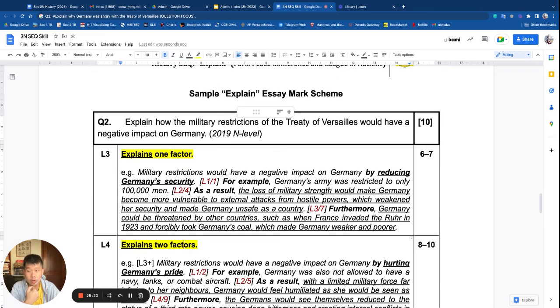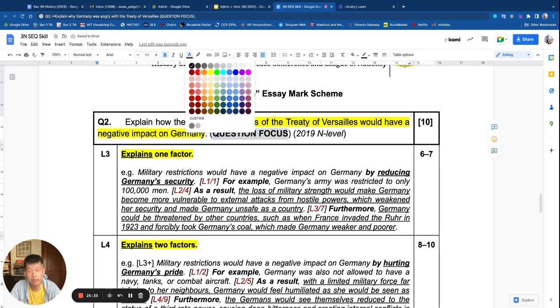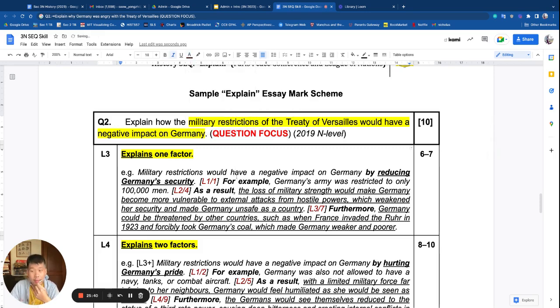In the question, we look for the question focus. Military restrictions, negative impact, highlight. So this is my question focus. This is, by the way, adapted from a 2019 N-level question, so it could easily be an actual question you face next year in September, right? This is an N-level difficulty question.